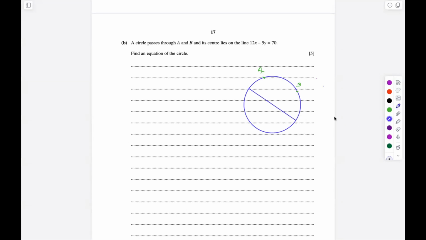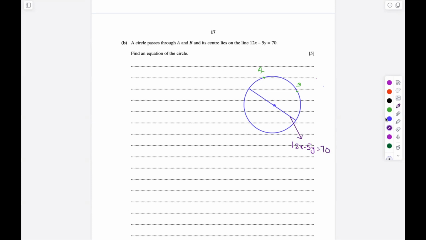So let's say this is the center and it lies on the line, and the line has an equation. So it's not necessarily a diameter, but the center lies on the line. So we can just say that this line has an equation of 12x - 5y = 70.